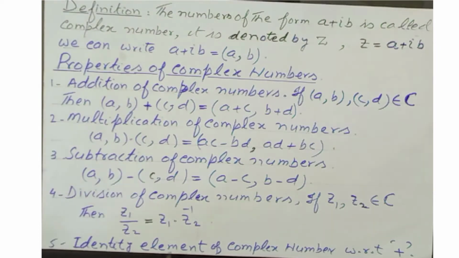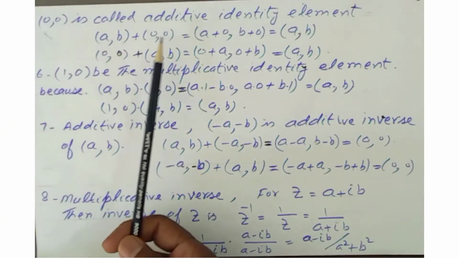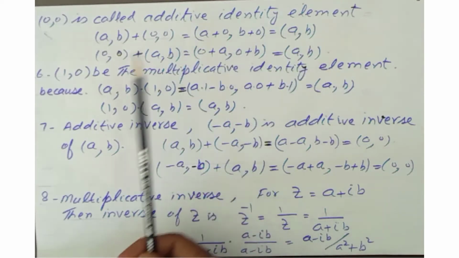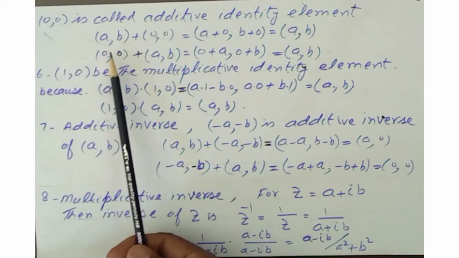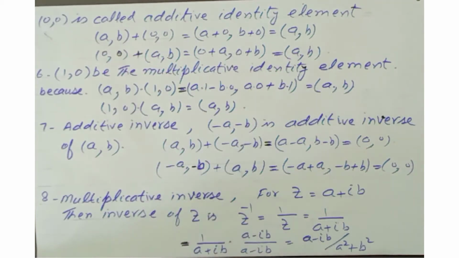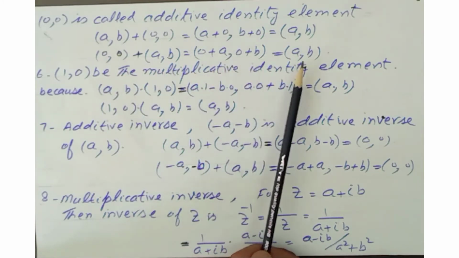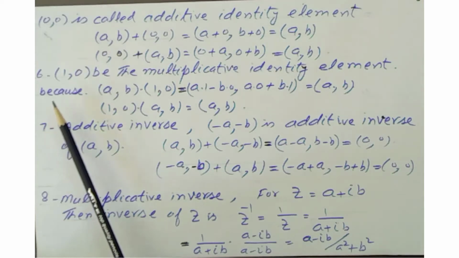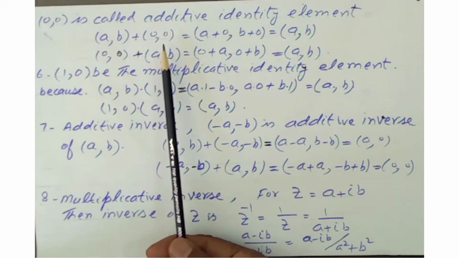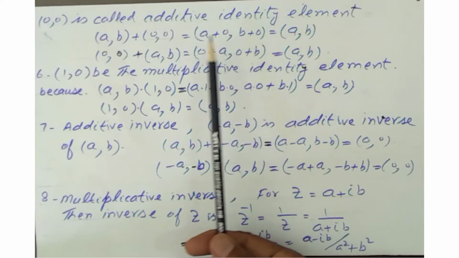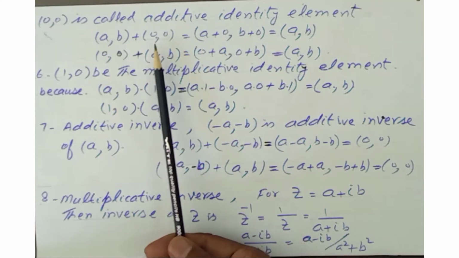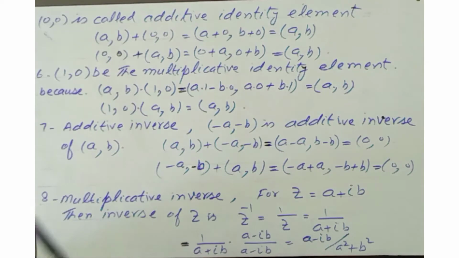Number 5, identity element of complex numbers with respect to addition. 0 is called the additive identity element. If we add 0 to (a, b), this is equal to (a plus 0, b plus 0). This is equal to (a, b). 0 plus (a, b) equal to (0 plus a, 0 plus b), this is equal to (a, b). So 0 is the additive identity element of (a, b).